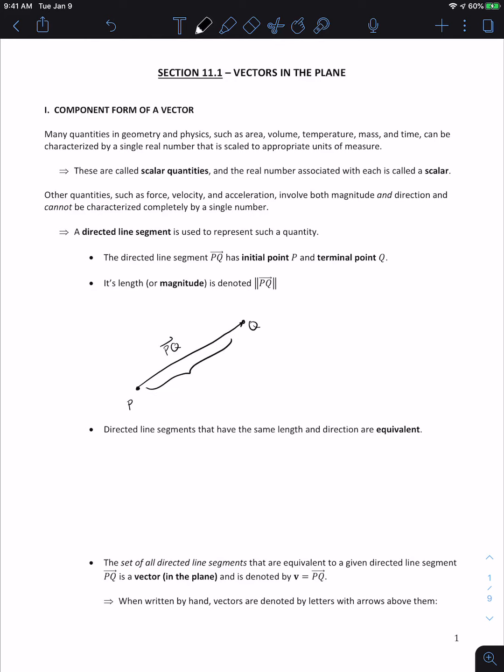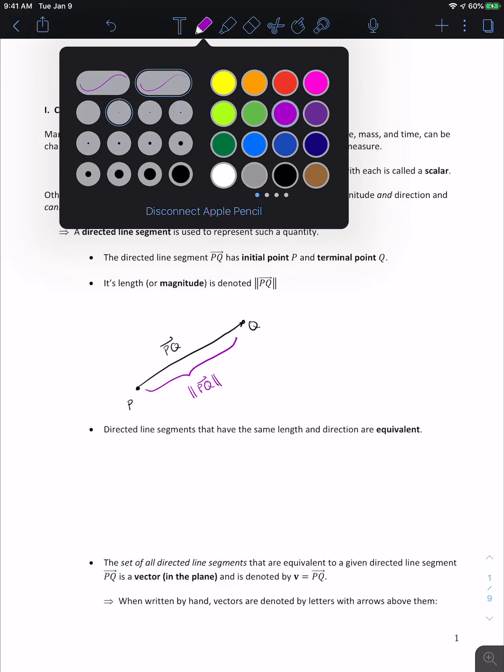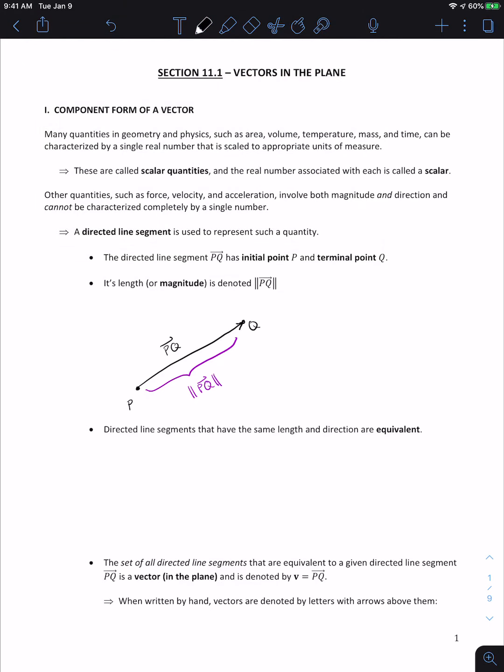And the length of this directed line segment is called its length or magnitude, and it's denoted by these double vertical bars around PQ. Obviously this directed line segment has a direction because it goes from P to Q, and it has a magnitude because it has a length.